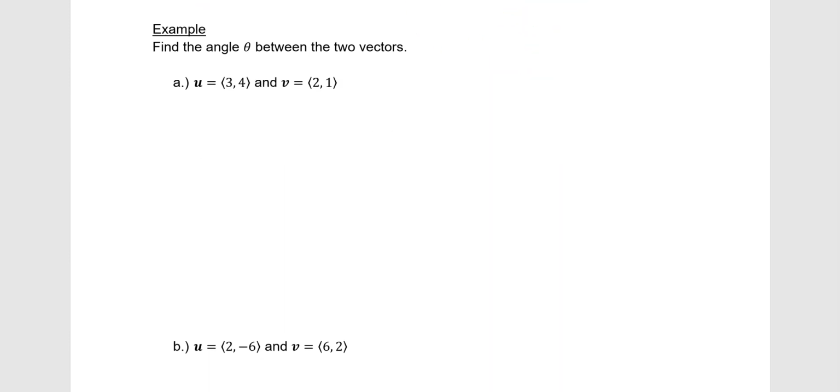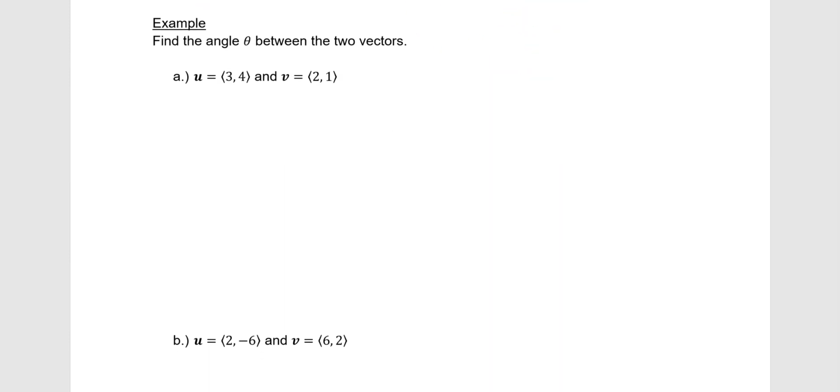Let's find the angle between these two vectors, and let's go ahead and draw this out first.